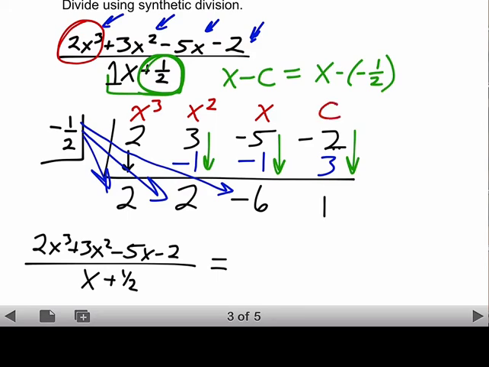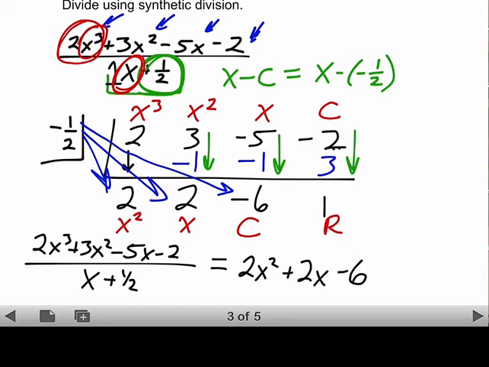When we divide x cubed by x, we drop a degree. And so the first part of the answer, that 2, is associated with an x squared. The next 2 with x. The next one, negative 6, is the constant. And then finally 1 is going to be the remainder. 2x squared plus 2x minus 6 plus 1 over x plus 1/2, right?